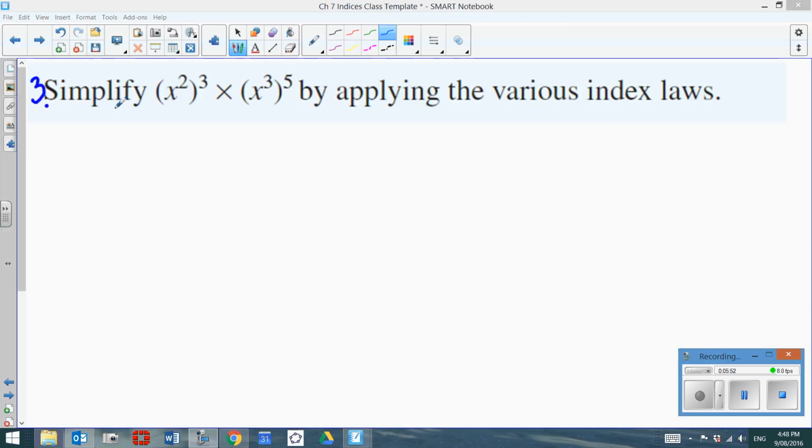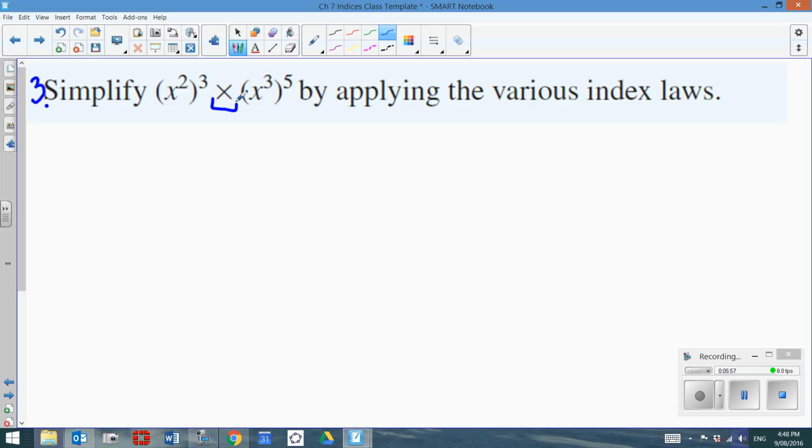Let's look at one last example here where I'm asked to simplify, and notice this is my rule from the other day. This is my multiplication rule, but I'm also putting together my power rule. So I'm starting to combine using various index rules. I have more than one index rule applying here. So what I'm going to do is I'm going to keep my multiplication sign, and I'm going to simplify the left-hand side using red, and then I'll use green to simplify the right-hand side.